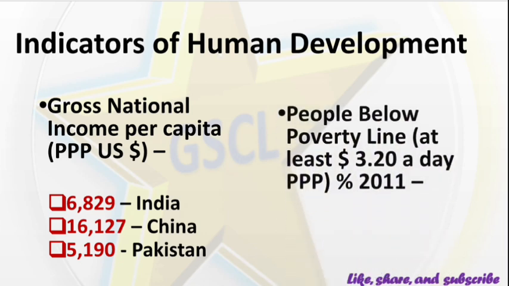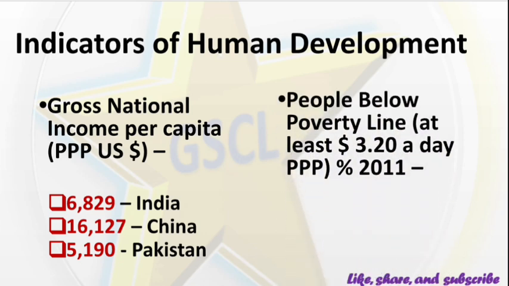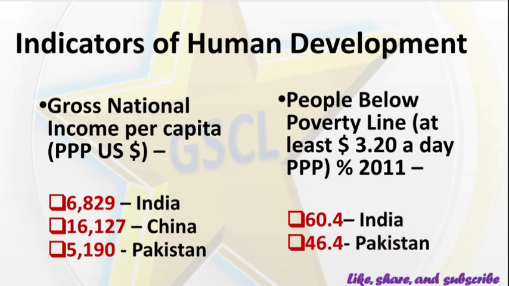And people below the poverty line during 2011: in India, it was 60.4% of the population, and in Pakistan, it was 46.4%.